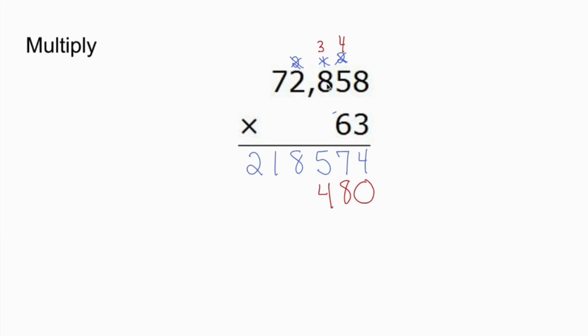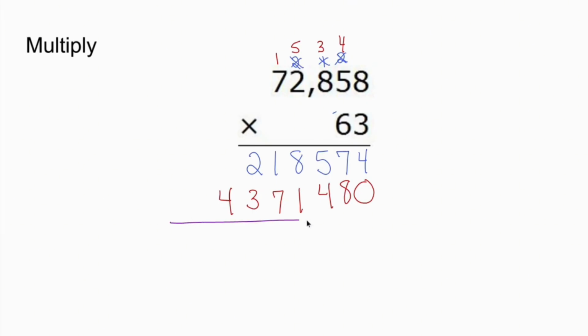6 times 8 is 48. 48 plus 3 is 51. Write out your 1, carry over a 5. 6 times 2 is 12. 12 plus 5 is 17. Write out a 7, carry over a 1. 6 times 7 is 42. 42 plus 1 is 43. Since our last number is that guy, let's write out 43.